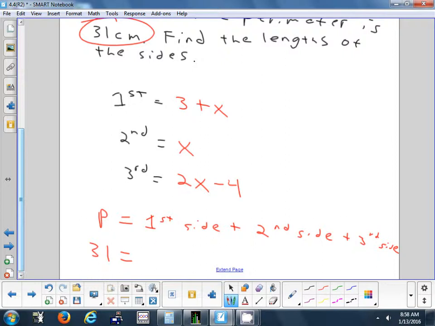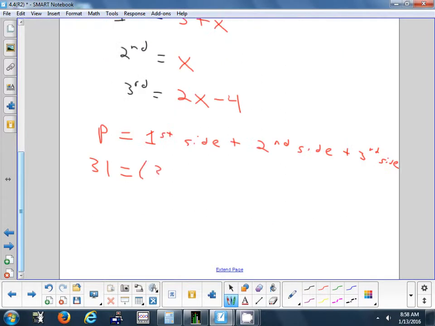Okay, Maria, what's my first side? 3 plus x. Ben, what's my second side? X. And Callan, what's my third side? 2x minus 4. All right, so now we're just going to solve for x. And once I solve for that, that will tell me my second side.